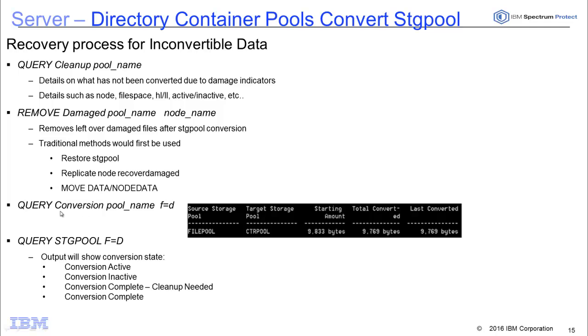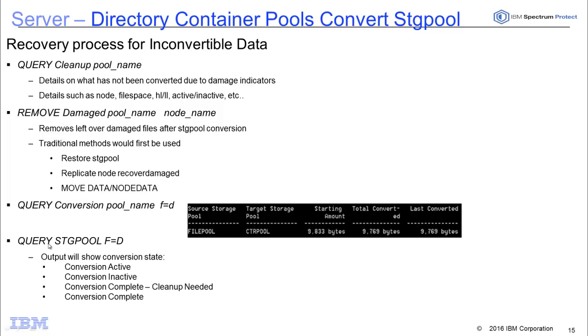You can also issue a query conversion, and this output will show you the source storage pool name, the target storage pool name, the amount of data that was present when you started the conversion, the total amount of data that's been converted, and the amount of data that was converted when the last process was run.